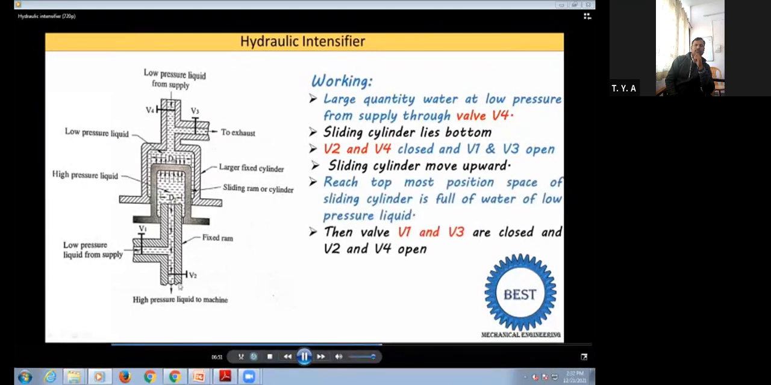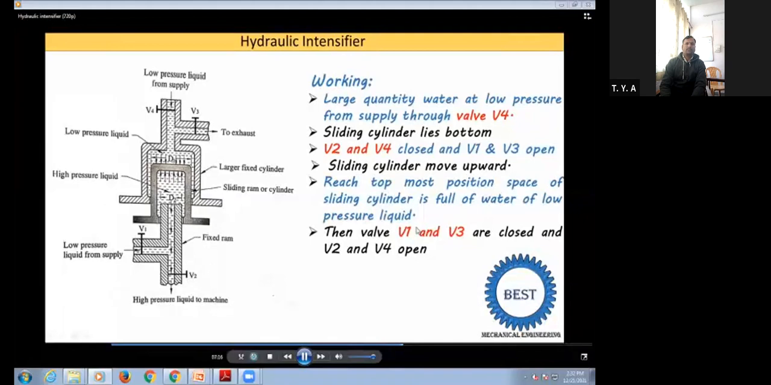Then we open the valves V2 and V4, meaning V2 and V4 are open and V1 and V3 are closed. The valves that were open earlier are now closed, and whatever was closed is now open. When the sliding ram moves from the topmost position downward, we achieve the higher pressure and the exhaust.